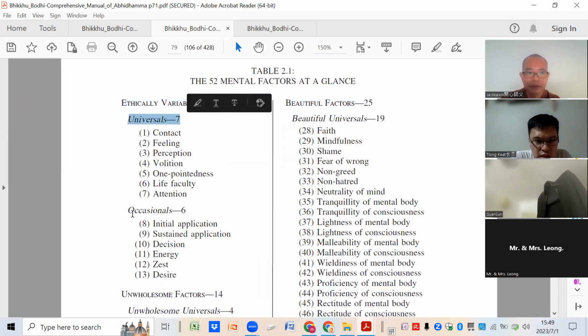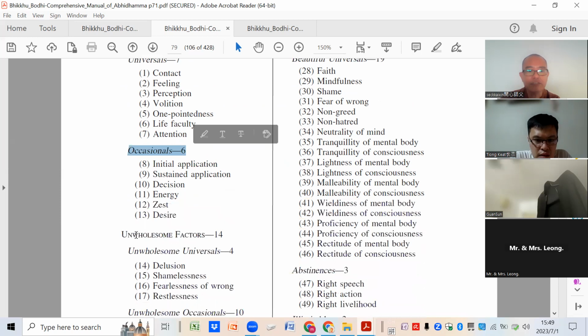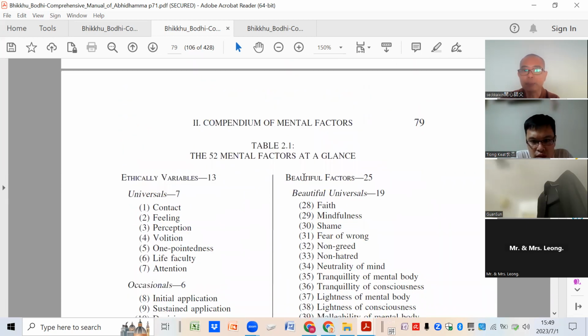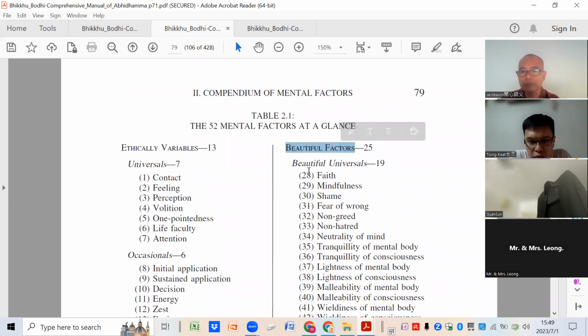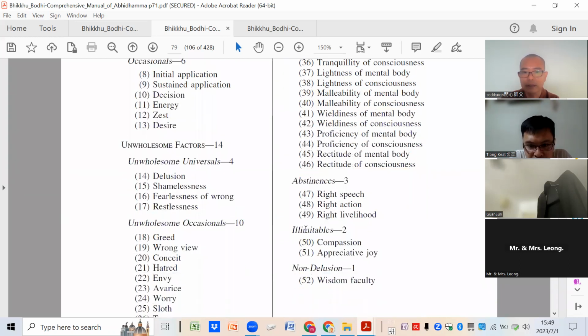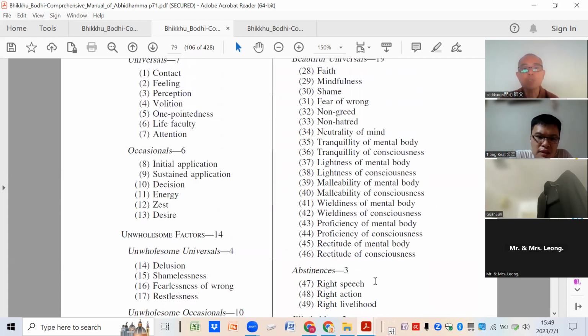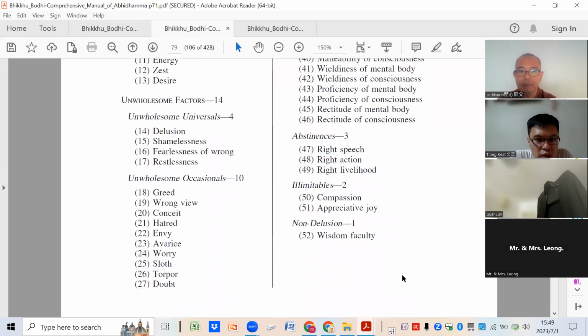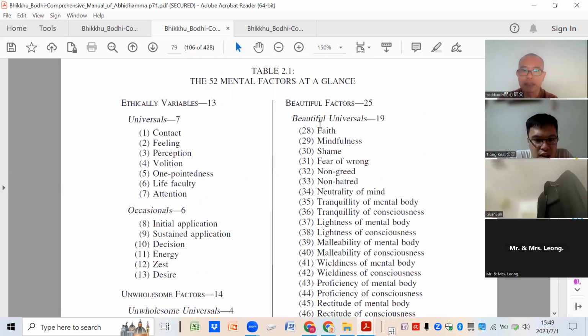Universal and occasional. Yeah, universal, occasional. Then from unwholesome, we will see unwholesome universals, unwholesome occasionals. Then from the beautiful factors, we see beautiful universals, abstinences, illimitables, non-delusion. Okay, which class has the most members? The beautiful factors. Yeah, the beautiful factors.